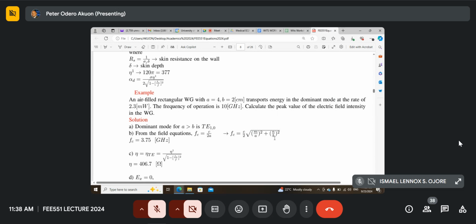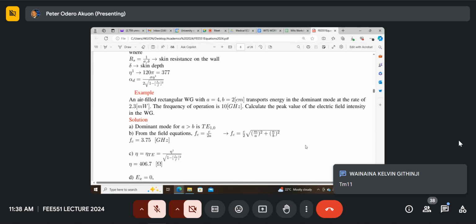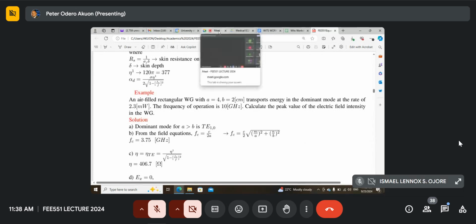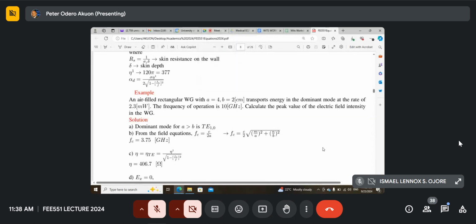So if you're just told dominant mode, you will definitely choose a TE10. What if you're told a dominant TM mode? Which mode will you select? What will be the values for m and n? It's TM11. Yes. So if you are told it transports energy in the dominant TM mode, you must know it is TM11. Even from the calculations, you can tell that.